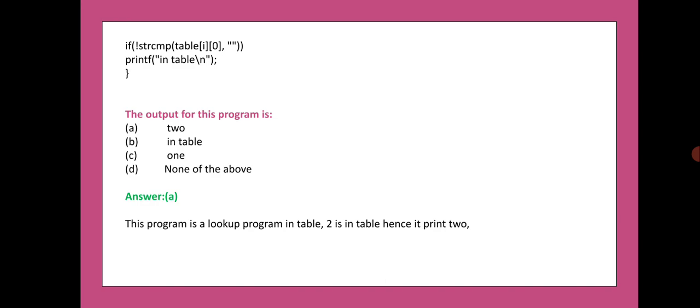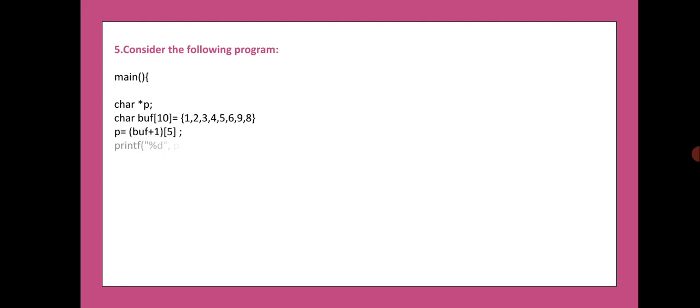Let's move on to the next question. Consider the following program, which has a character pointer p and a character buffer of size 10 with elements 1, 2, 3, 4, 5, 6, 9, 8, p = buff + 1, [5], printf %d p. What is the output of this program? Is it 5, 6, 9, or none of the above?